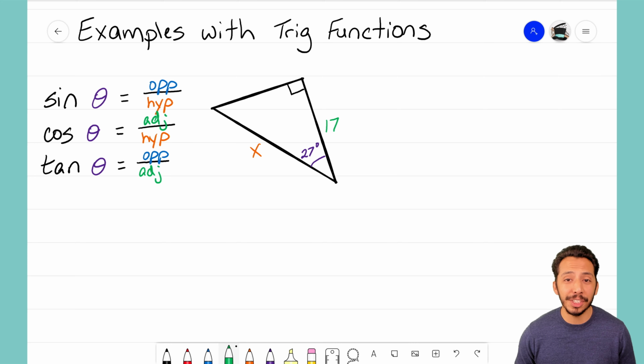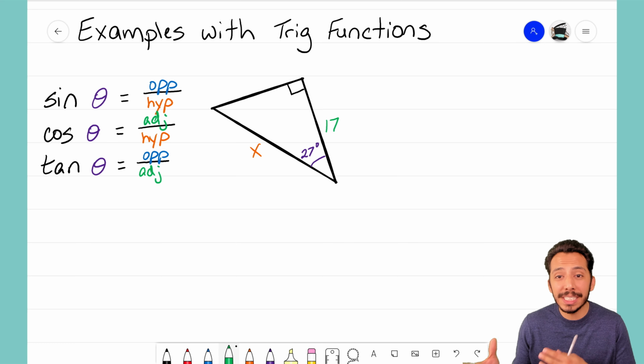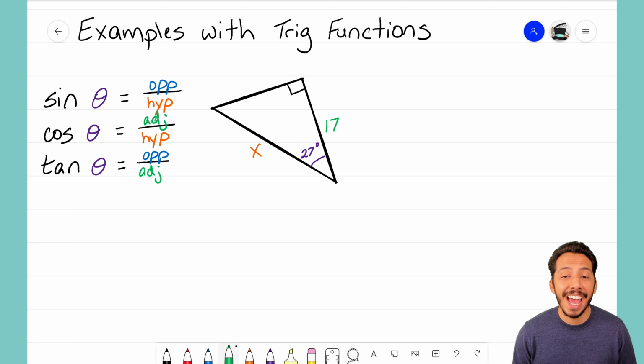I'll go through and explain to you the steps on how to label the triangle, how to figure out which trig function to use, right? Are you using sine, cosine, or tangent? And then we will actually solve for x.